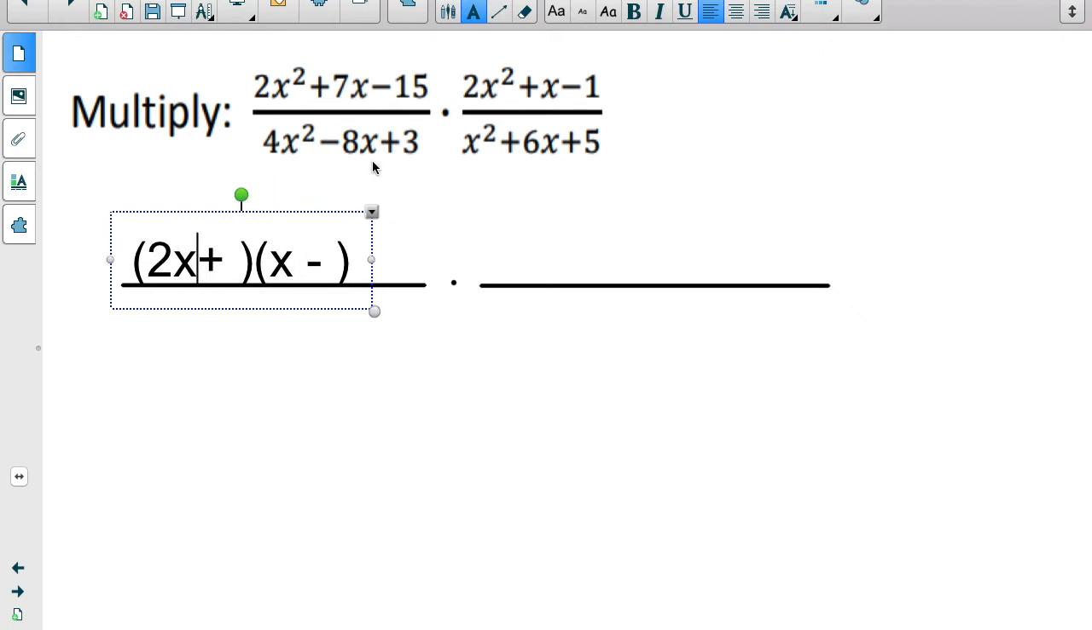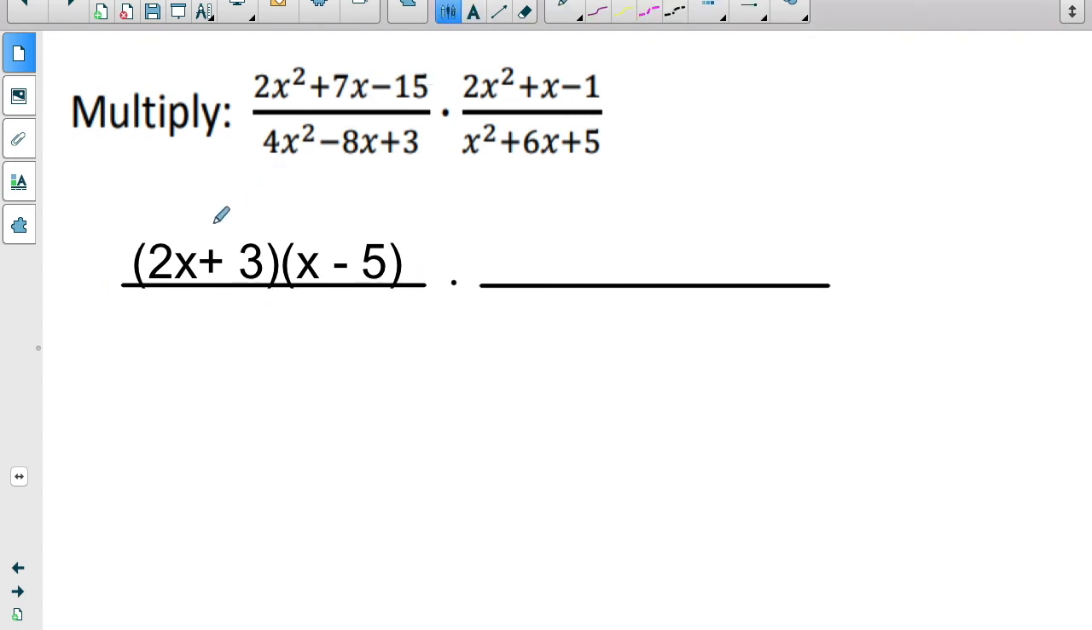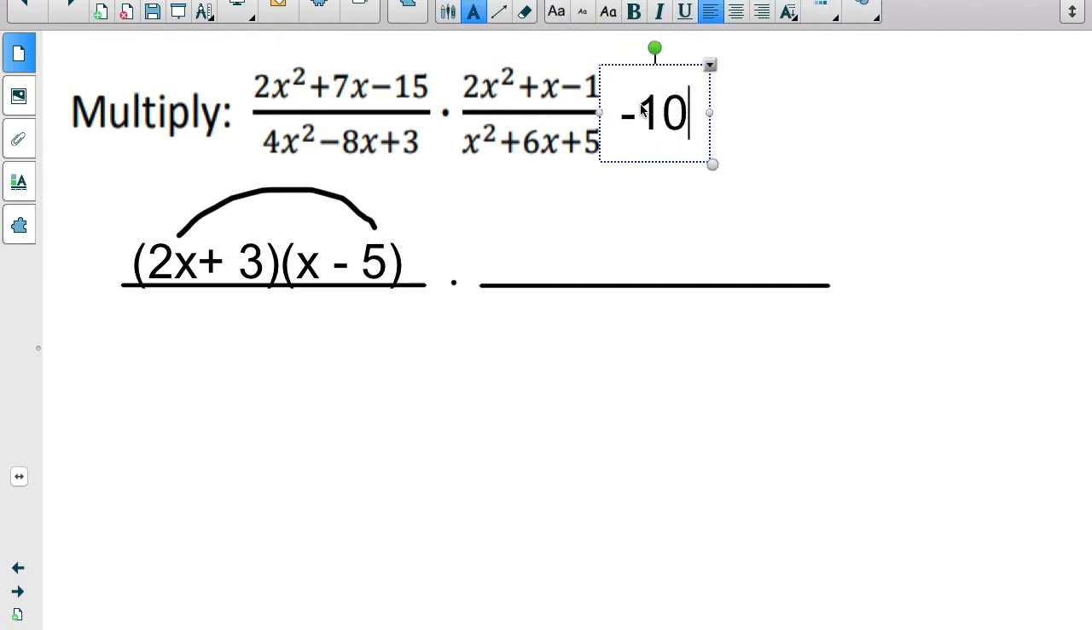Now, next we need to look at the factors of 15 and see what factors of 15 would give us 7. So we have 1 and 15, 3 and 5. Let's try 3 and 5. And if we try this here, well, 2x times negative 5 will give us negative 10x. And if we do the other one, 3 times x would be plus 3x, which is equal to negative 7x.